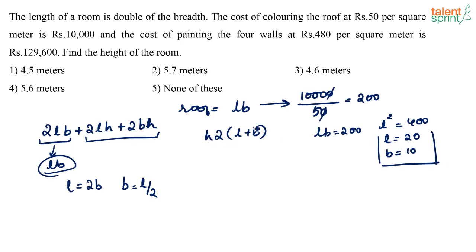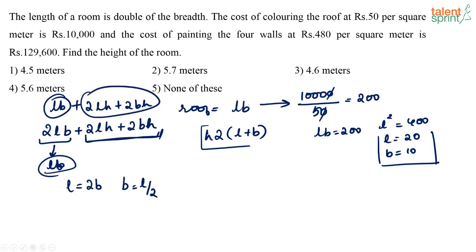So what is the area of the walls that we are going to consider? We are going to consider this part. Right? See, this was the total surface area of a cuboid. I hope it is clear. So here I have considered the roof and the floor. But in this question, we are not painting the floor. So I just have to consider only one area, that is, I am considering only the roof. So the total area that I am painting is nothing but LB plus 2LH plus 2BH, where this is the area of the roof and this is the area of the walls.